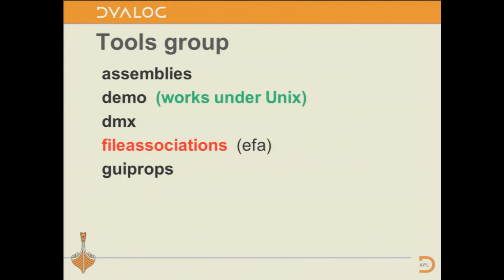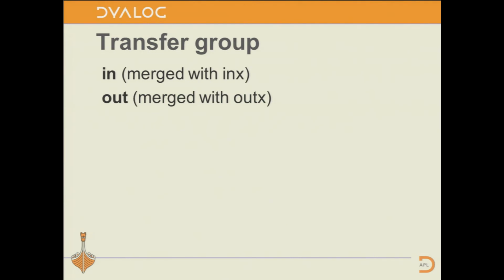The tools group, we have assemblies that shows you assemblies in your workspace. Demo, you've seen demo before, but now it works under Unix. DMX shows you the latest error. File association used to be called EFA. So now if you have several versions of APL, when you double click on Dyalog, you want a specific version of Dyalog to open, then you can do it this way. And GUI props, which is Ray's command, I think, that was yours, right? GUI props? Yeah, and it's still there.